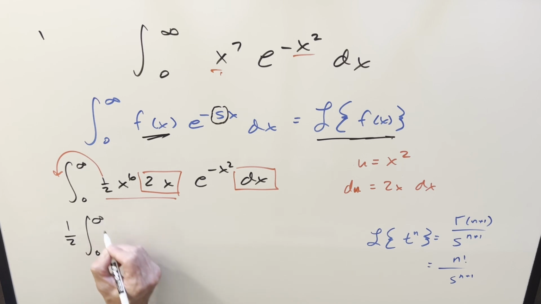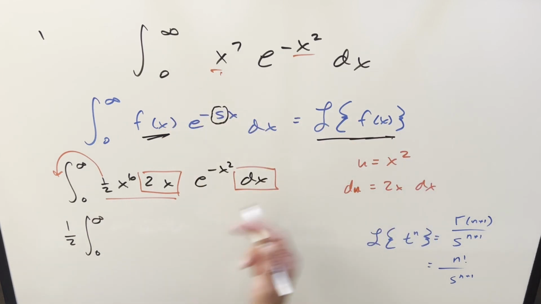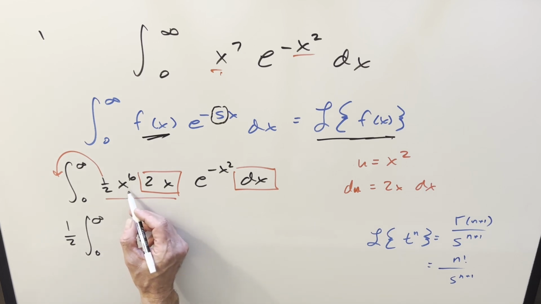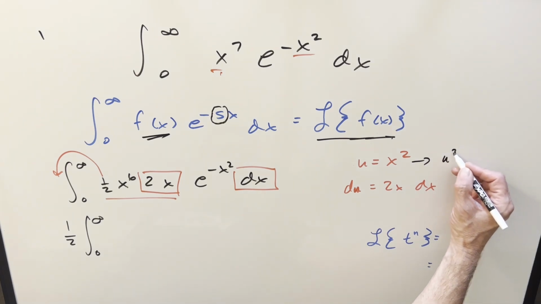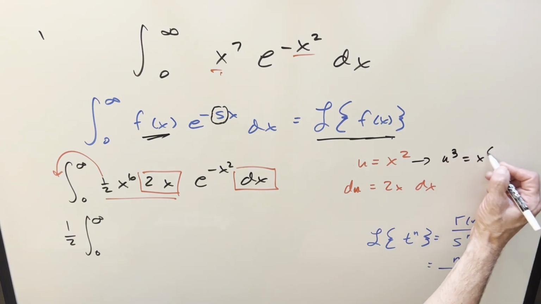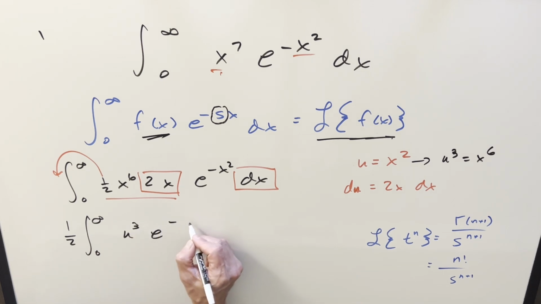We'll get the integral from 0 to infinity. The bounds don't change when you plug in infinity and 0. I think that's clear. X to the 6th, I can write that using u: if we have u cubed, that's going to be the same thing as x to the 6th. So this becomes u cubed e to the minus u, and then everything else is going to be just du.